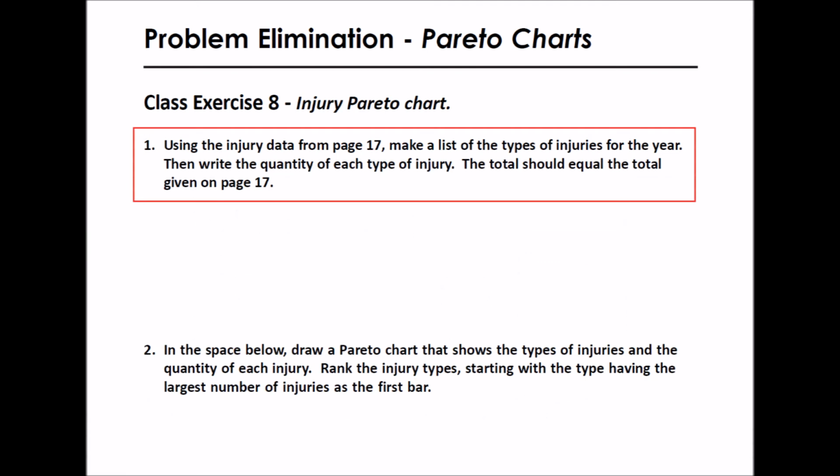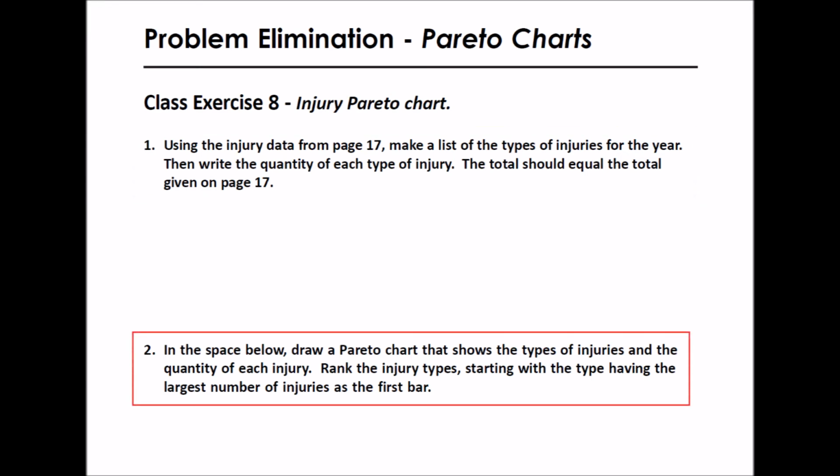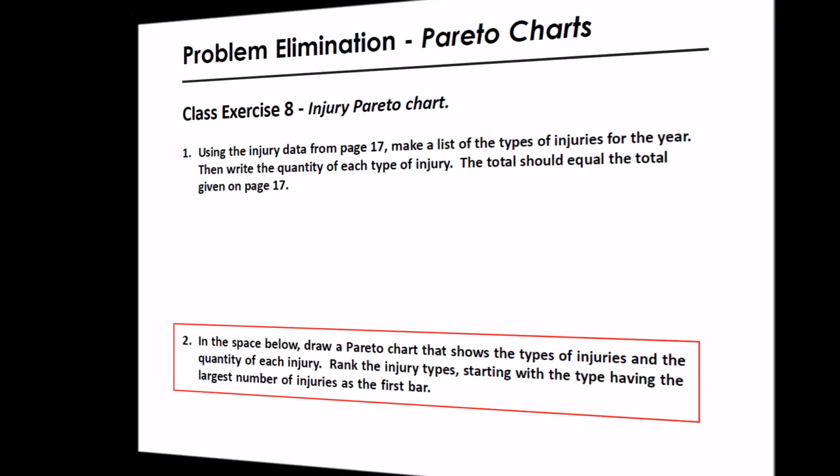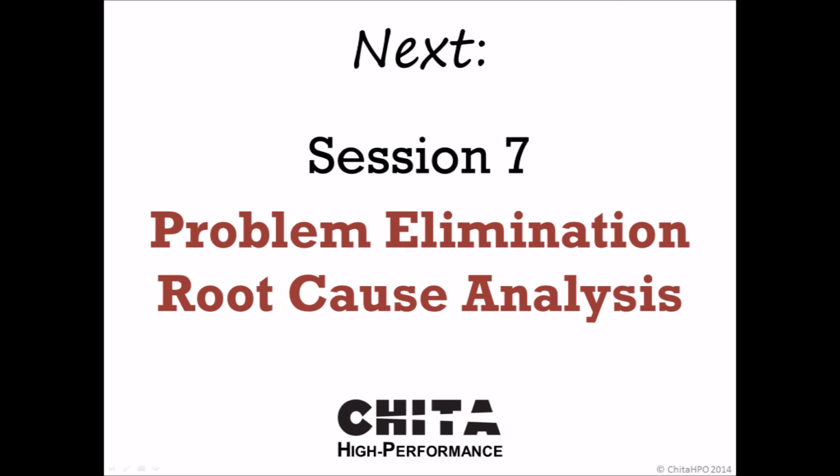For Class Exercise 8, Question 1, using the 12-month injury data, the operators will make a list of the injury types and write down the quantity of each type. Using the information from Question 1, the operators will draw a Pareto chart. In Session 7, you will introduce the next problem elimination tool, fishbone diagrams.